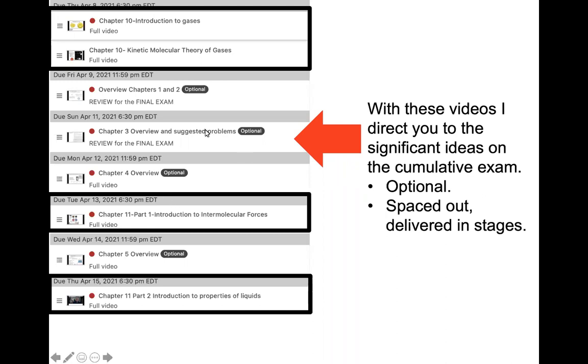So there are ones where I'm trying to tell you what I think is most important in chapters 1, 2, 3, 4, 5, right, in stages. Now, as a student too, I know it's like, well, I'll do that right before. Man, on a cumulative final, you can't try to do it in the last couple of days. So these are optional ones that are listed.